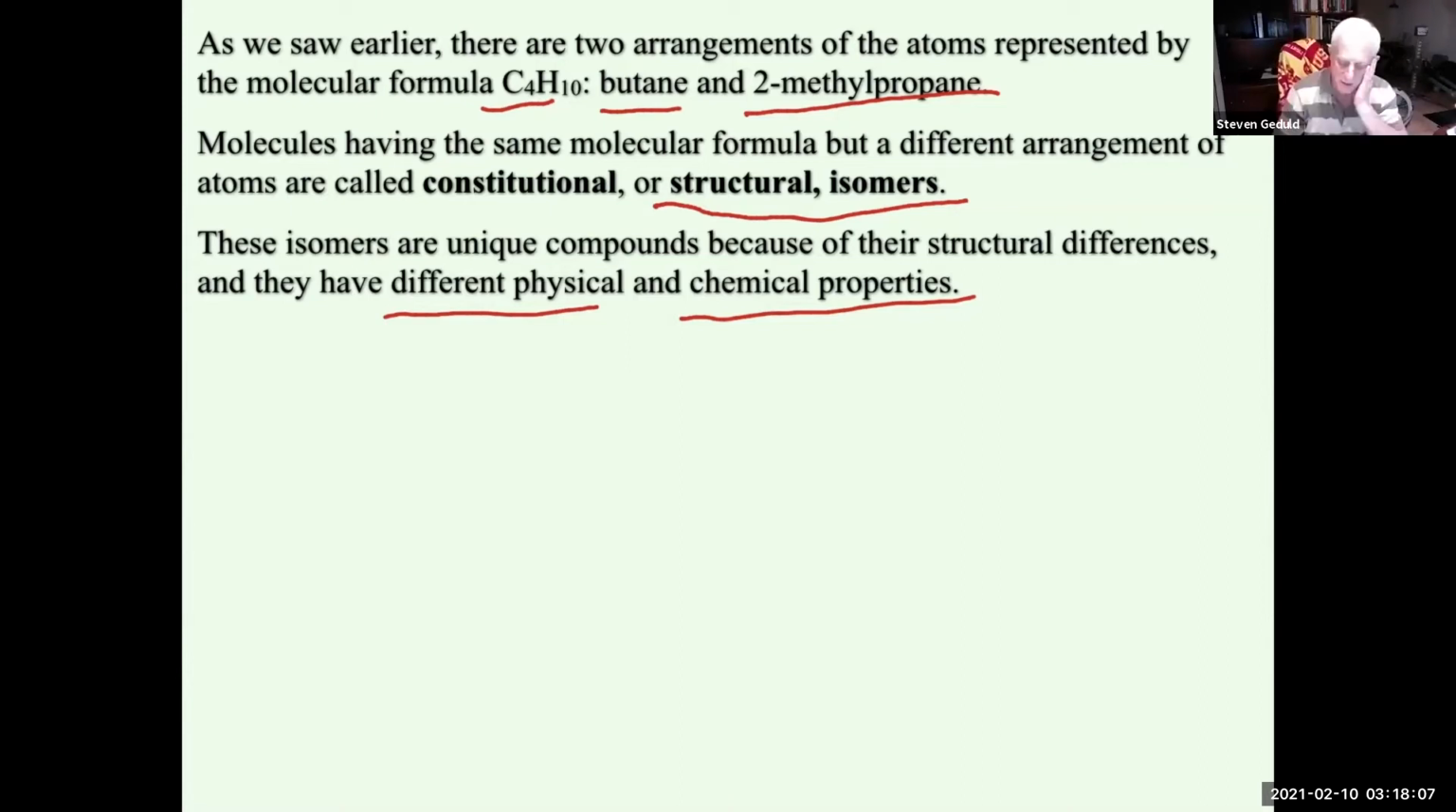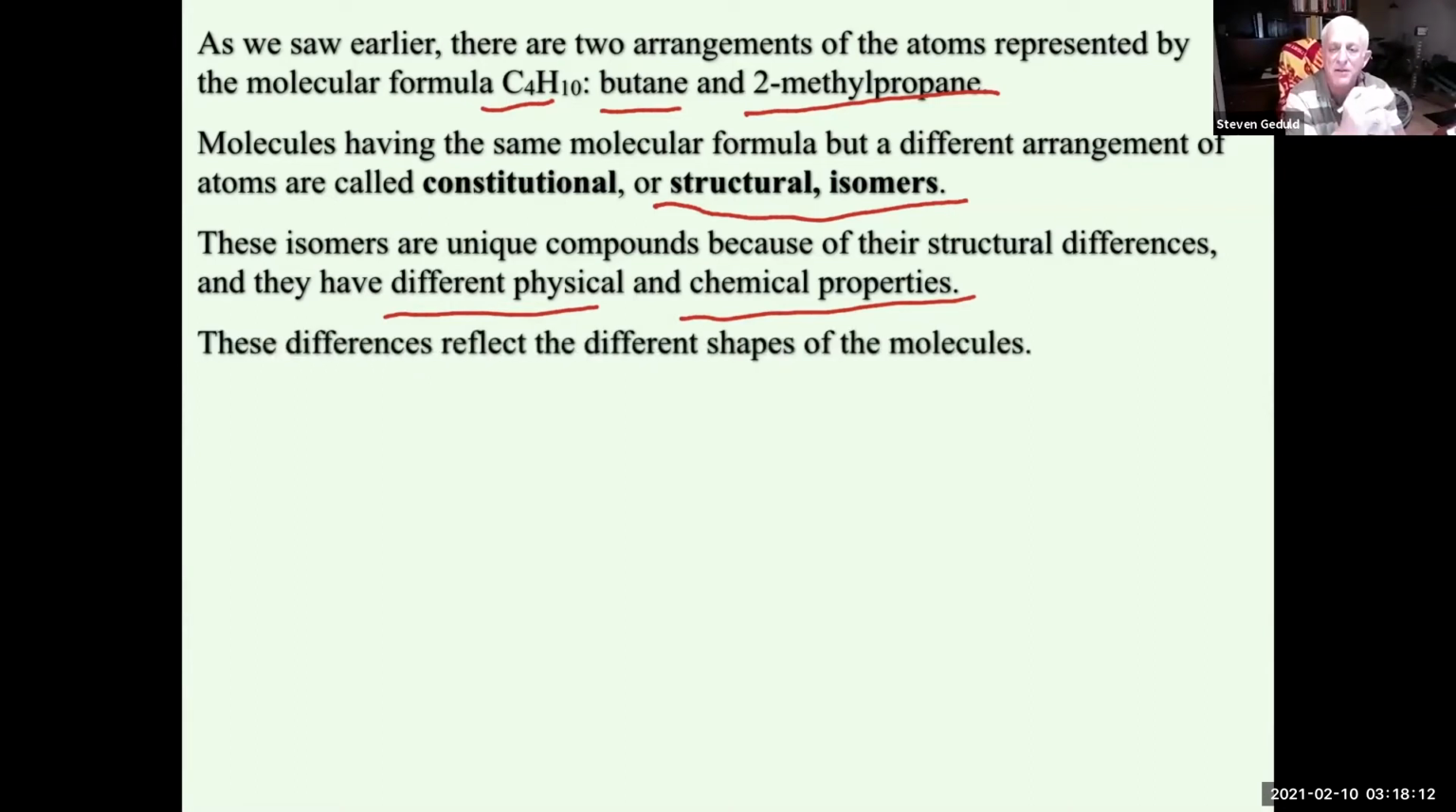Everything works by shape. The differences reflect the different shapes of the molecules. When we get into enzymes and biological molecules in the body, everything reacts because of the shapes that they make. That's how the whole body's keyed.